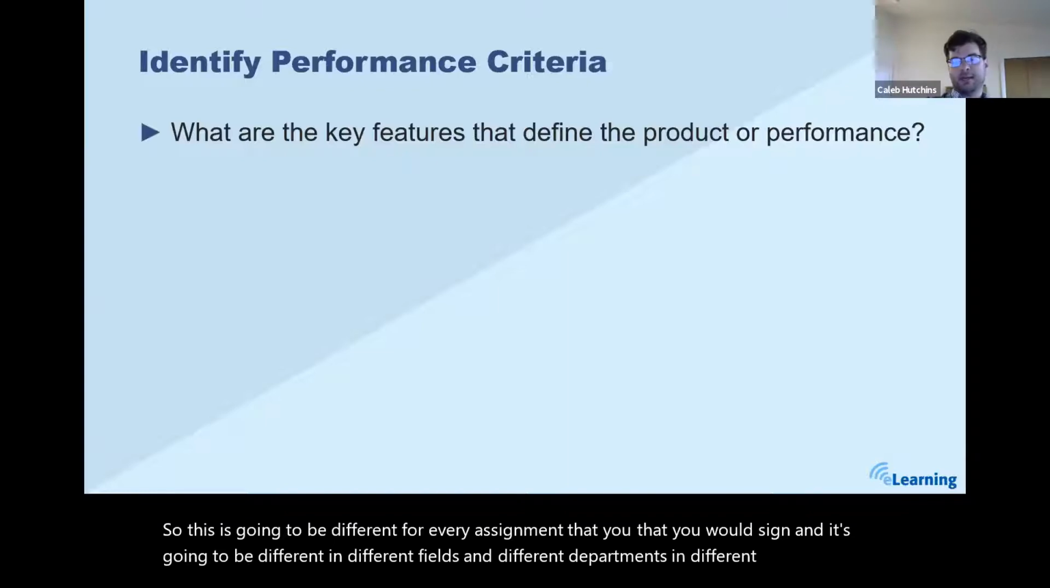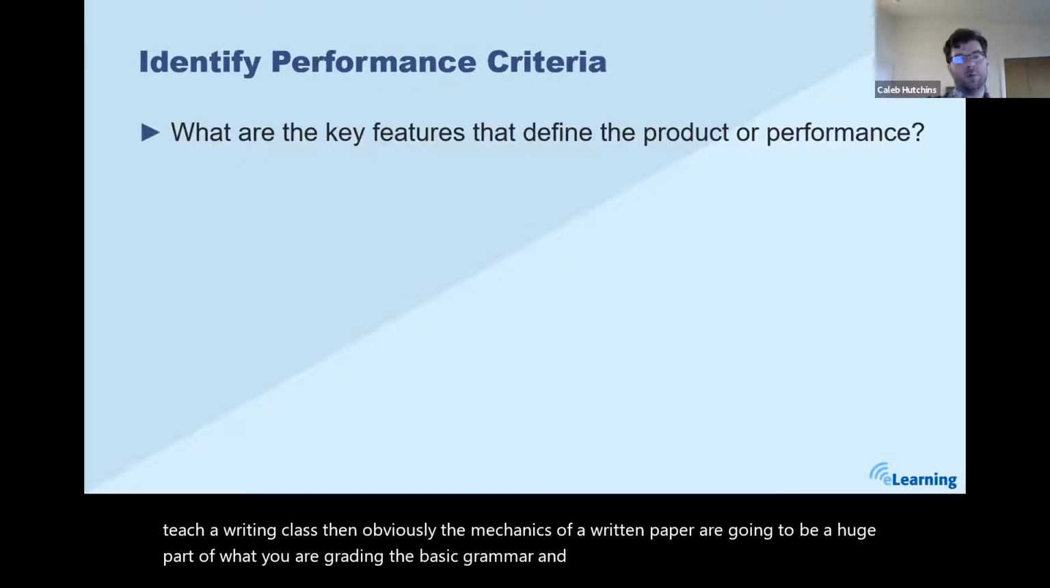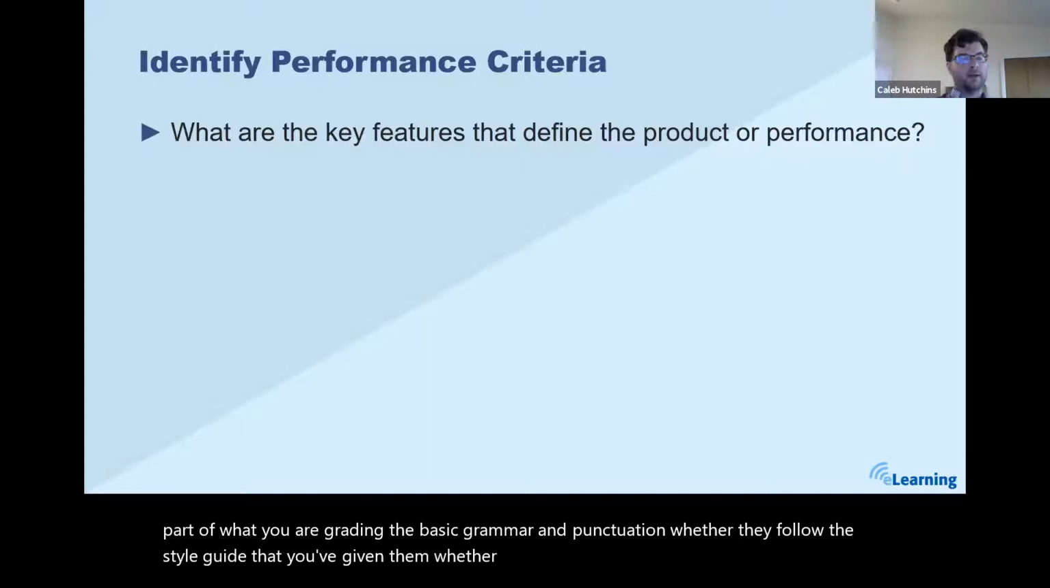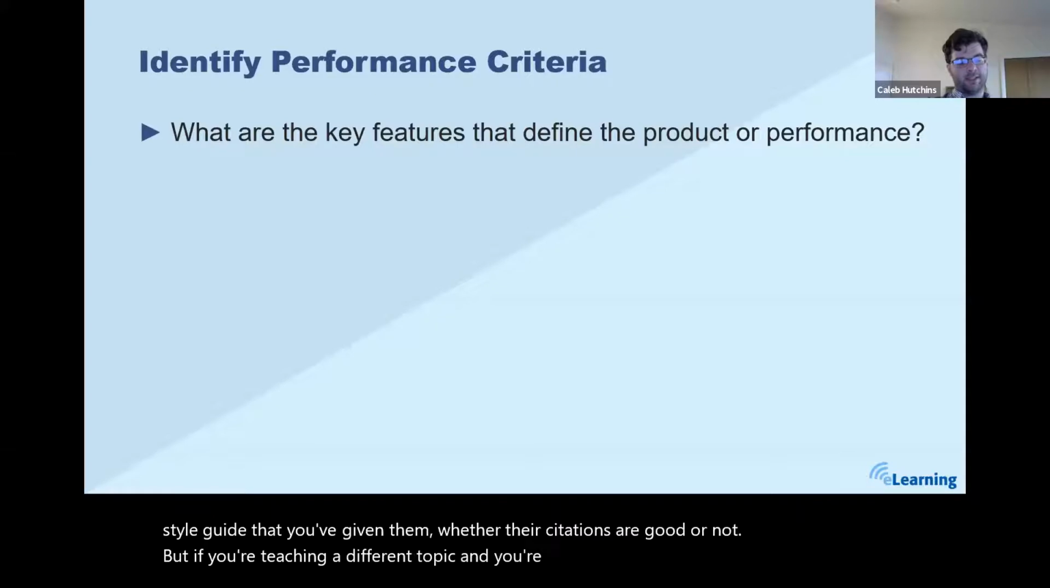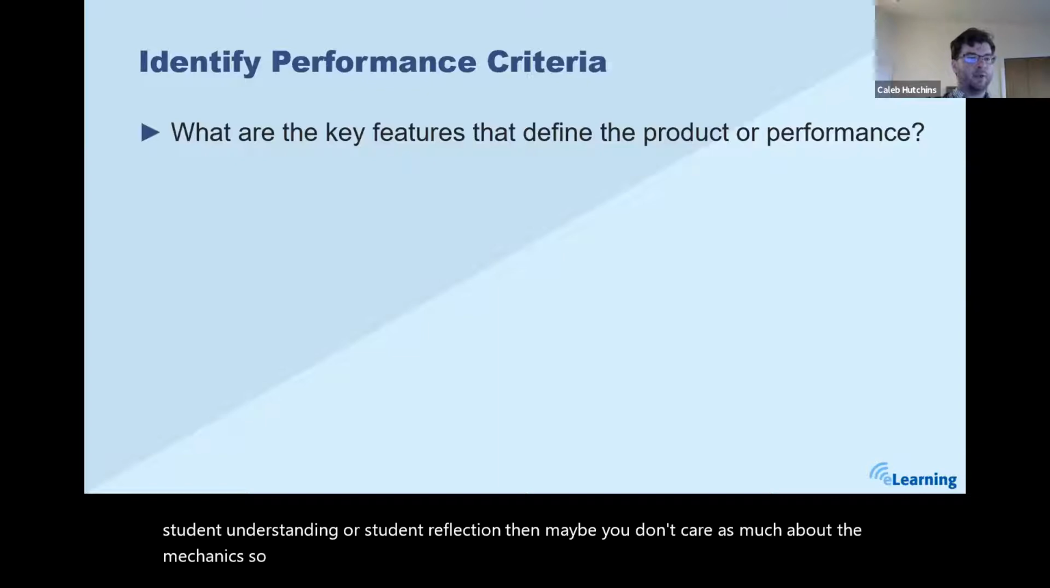If you teach a writing class, then obviously the mechanics of a written paper are going to be a huge part of what you are grading. The basic grammar and punctuation, whether they follow the style guide that you've given them, whether their citations are good or not. But if you're teaching a different topic and you're just assigning writing as a way of assessing student understanding or student reflection, then maybe you don't care as much about the mechanics. So that's not necessarily one of the key features that define the student product for you.